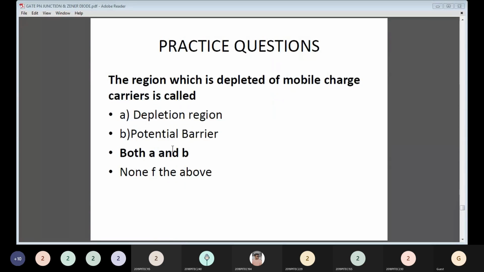The region which is depleted of mobile charge carriers is called, the options are depletion region, potential barrier, both A and B, and none of the above. So the region which is depleted of mobile charge carriers. Mobile charge carriers are both the positive holes and the negative charge electrons. So it will be consisting of both the depletion region and potential barrier.